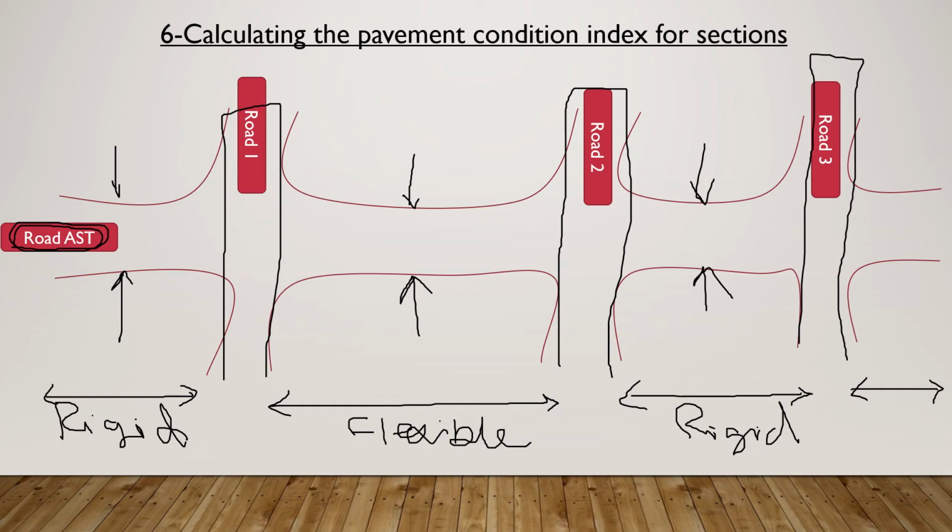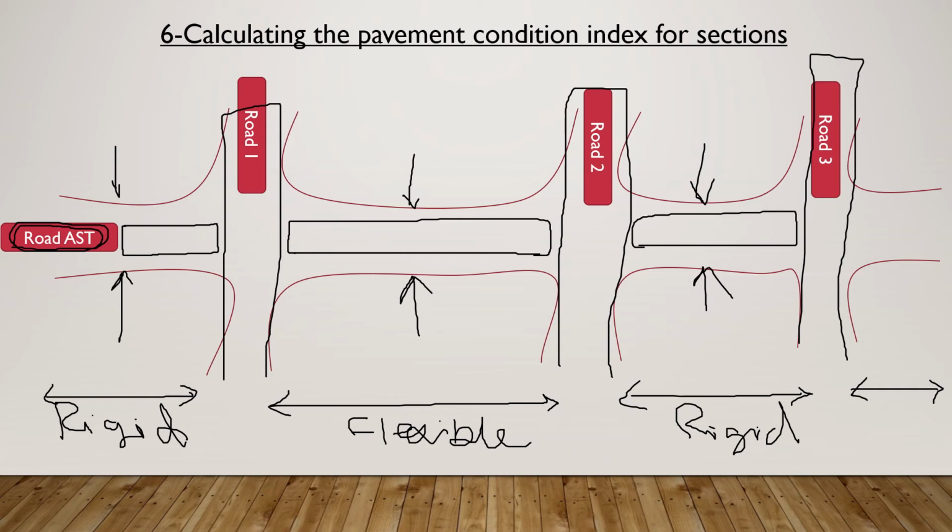So you need to have different PCI sections along this road. So we will have a section here for the samples in the rigid pavement section, and another section here in the flexible pavement, and another one in the rigid pavement, and so on. So this rigid pavement section will be divided into a number of samples, and this flexible pavement will also be divided into a number of samples. The same applies for this rigid pavement section.